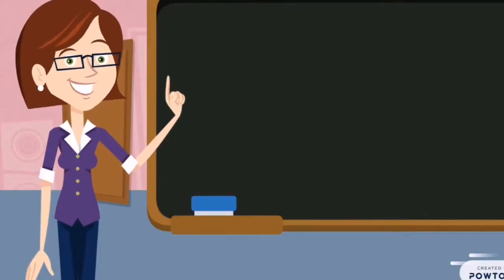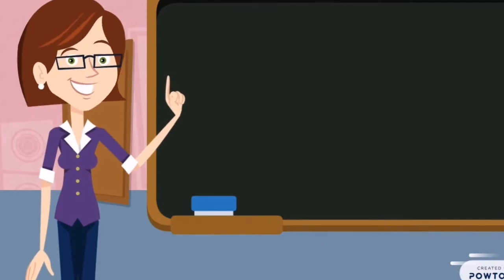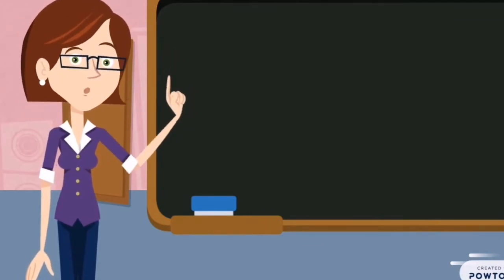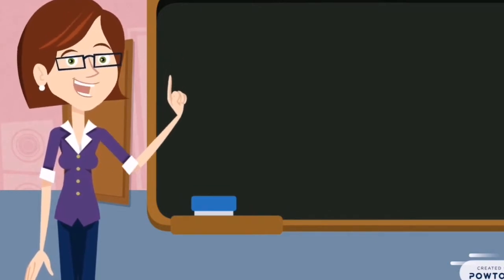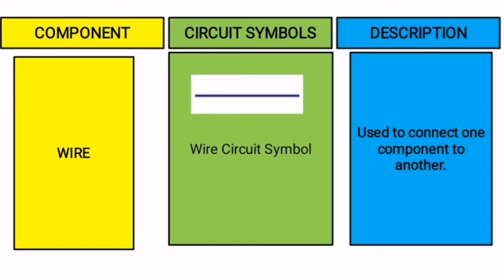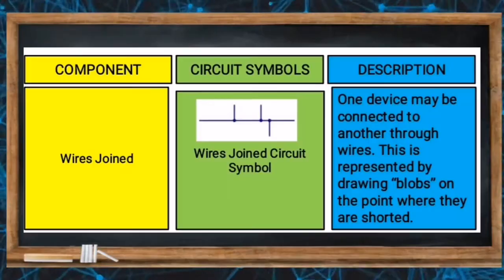I will discuss 10 examples of common electrical circuit symbols for you to familiarize with. The rest of the examples, you can see in your modules. Number 1, Wire. This is an example of a wire circuit symbol. It is used to connect one component to another.